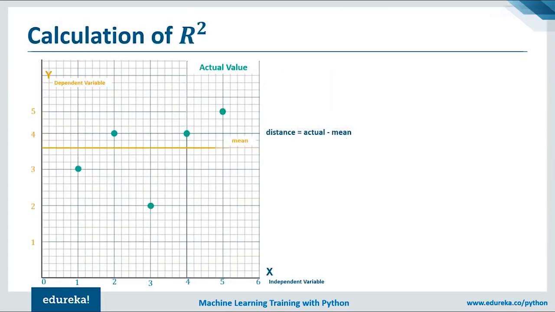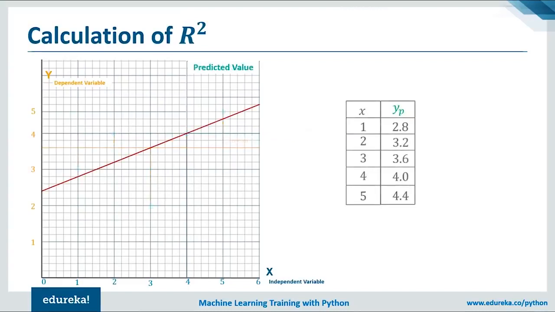So these are our actual values plotted on the graph. We had calculated the predicted values of y as 2.8, 3.2, 3.6, 4.0, 4.4. Remember, we calculated the predicted values of y for the equation y predicted equals 0.4 times x plus 2.4 for every x equals 1, 2, 3, 4, and 5.